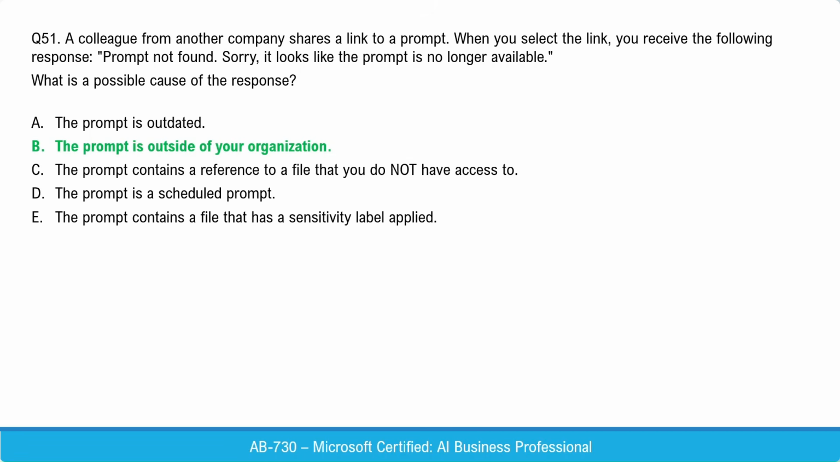Now let's eliminate the other options. Option A says the prompt is outdated. That does not make it unavailable. Option C says the prompt references a file you don't have access to. In that case, the prompt would still open, but the file would be restricted.